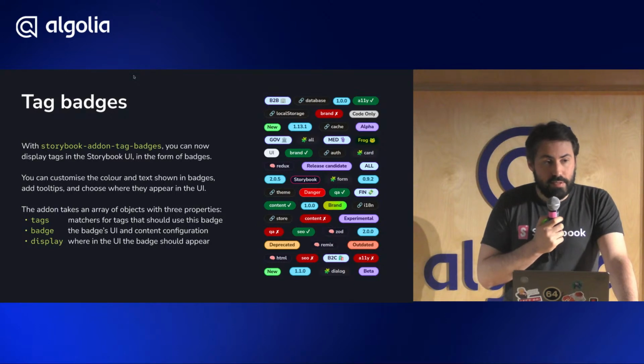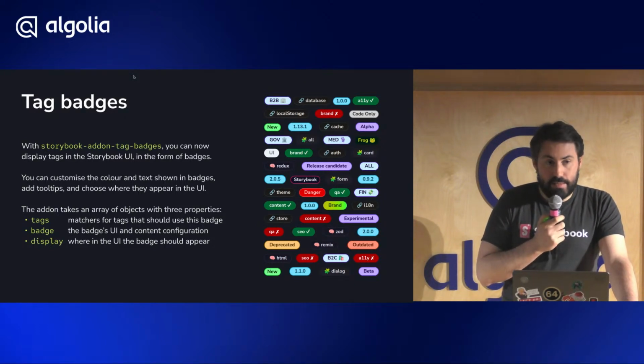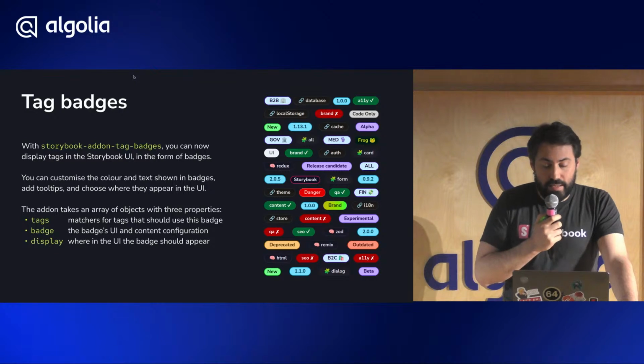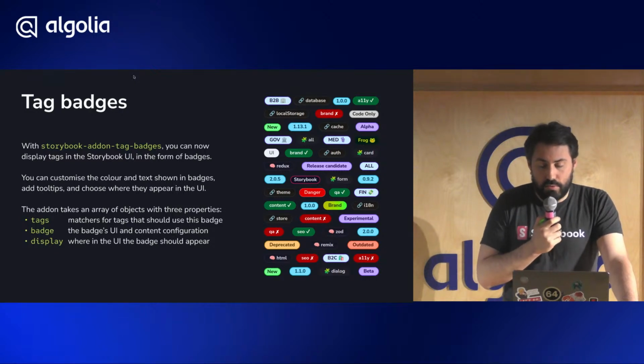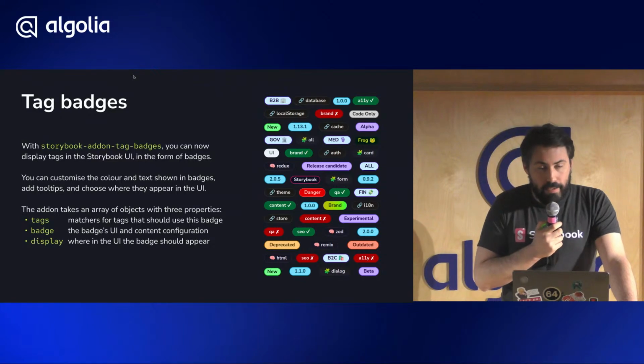The way that it works is you're building these configurations where you choose a bunch of tags, and for any tags that you've chosen to match, you're going to display a badge, and I'm going to show you many examples of that, and you can choose where you want it displayed in Storybook.